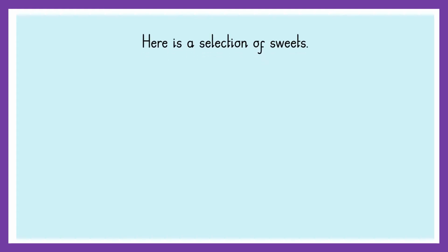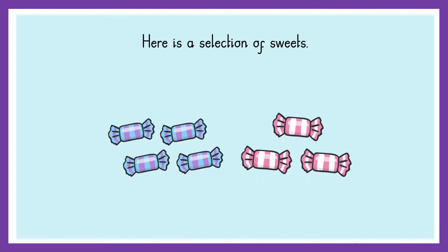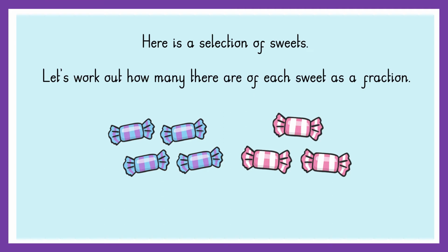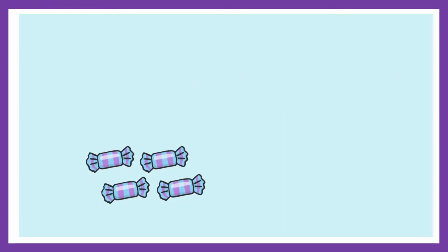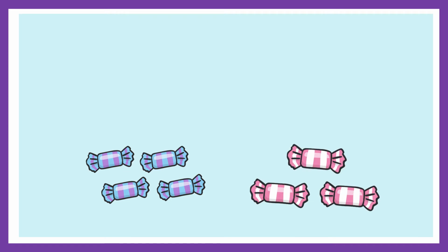Here is a selection of sweets. Four blue ones and 3 pink ones. Let's work out how many there are of each sweet as a fraction. First of all, let's count them. 1, 2, 3, 4, 5, 6, 7.